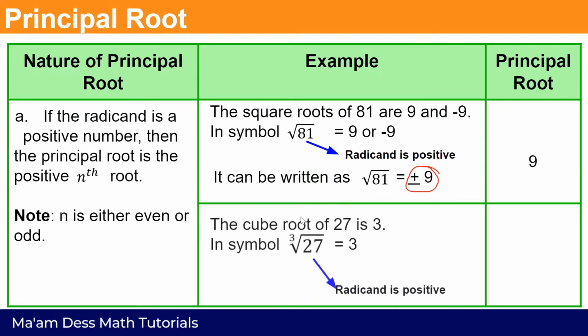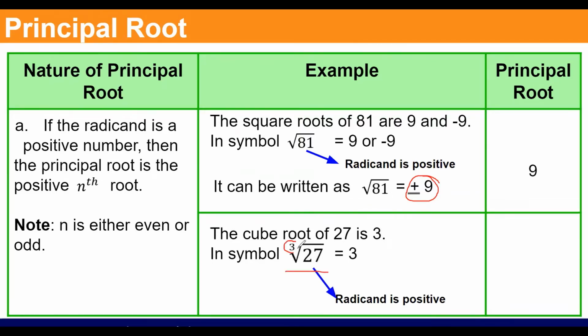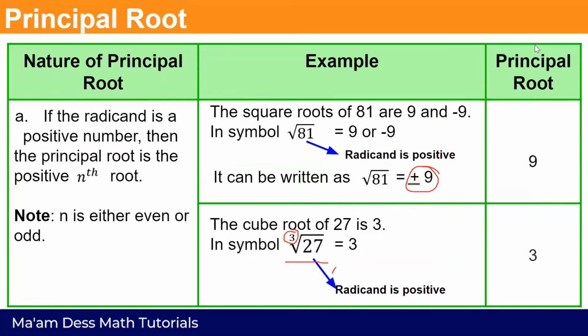Next example, the cube root of positive 27 is 3. In symbol, look at the symbol. Ayan. So, meron po tayong index na 3. Ang radicand po natin ay positive 27. So, ang sagot po natin dito ay 3. Ano po kaya ang principal root nito? Ayan. Ang principal root po niya ay positive 3.